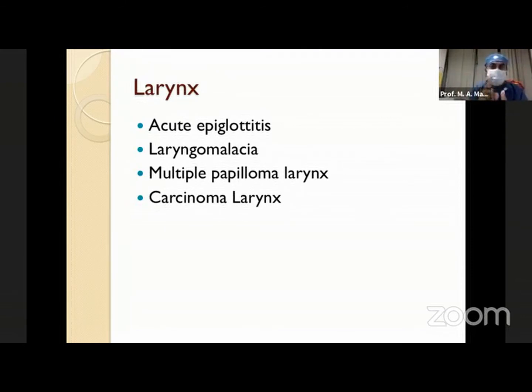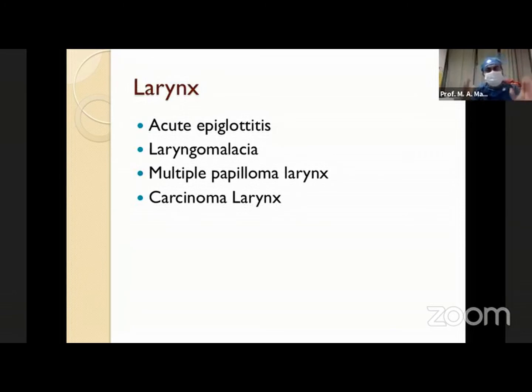T3 is when the growth involves the glottis or supraglottis, but one side is fixed. When you examine with fiber optic laryngoscopy, you see the vocal cord is fixed, it's not moving. So this is T3. And T4 means when the growth involves the cartilages. Involvement of the paraglottic space is T3, but when the growth involves the muscles and the cartilage, then it is T4. So this is the T staging of the cancer, and treatment of carcinoma larynx is very important for the written paper as well as for your oral exam.